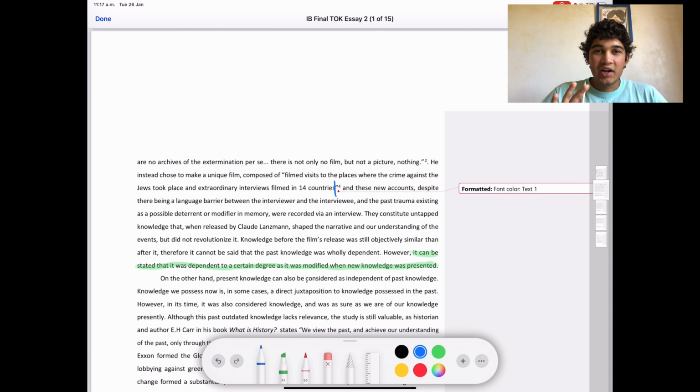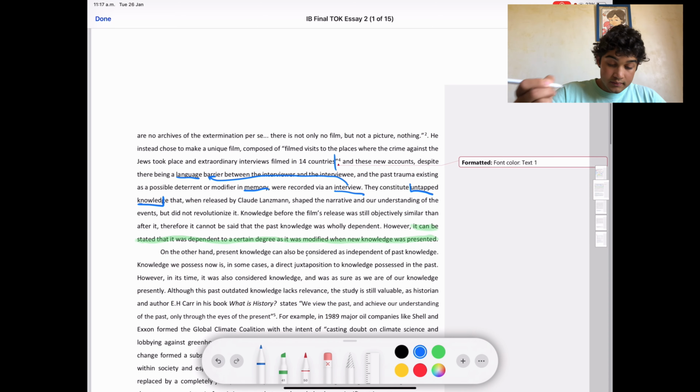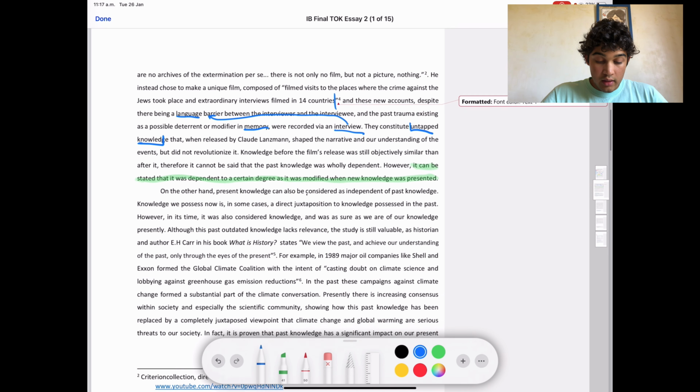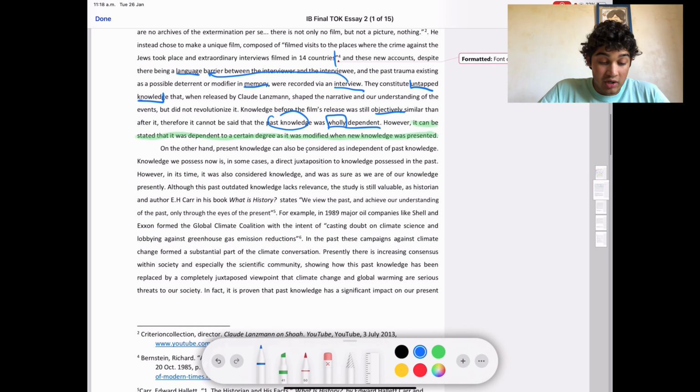I talk about TOK things. I talk about language, memory, interview, which is tying it back to language, untapped knowledge, and objectivity, past knowledge, and again the words wholly and dependent. So again, I'm just using terms that the examiners want to see. It shows A, that I understand the requirements, B, that I understand the terms if I can repurpose them in my own essay, and C, that I'm dealing with the question and I'm not just rambling on about knowledge or about whatever I'm talking about, okay?